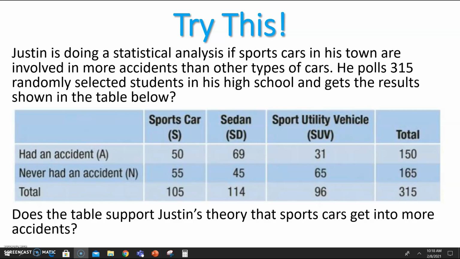Justin is doing a statistical analysis of sports cars in his town, to see if sports cars in his town are involved in more accidents than other types of cars. He polls 315 randomly selected students in his high school, and he gets the results shown in the table below. Does the table support Justin's theory that sports cars get into more accidents? Use the variables given, and use the correct probability notation, as shown on the previous slides. Give it a try.